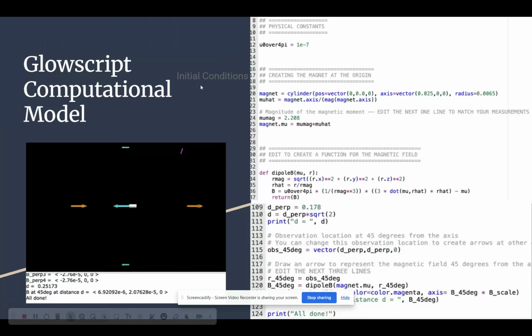So, our GlowScript computational model: over here is where I inputted the initial conditions, which would be the position vector. This is the K constant. This is the radius of the bar magnet, etc. Over here we have some equations that we inputted for finding the position vector, and then the magnetic field, and then the perpendicular distance and everything. All of this is just our initial conditions. And over here you can see the different vectors, where you have the diagonal B at 45 degrees, and then the different perpendicular and on axis.